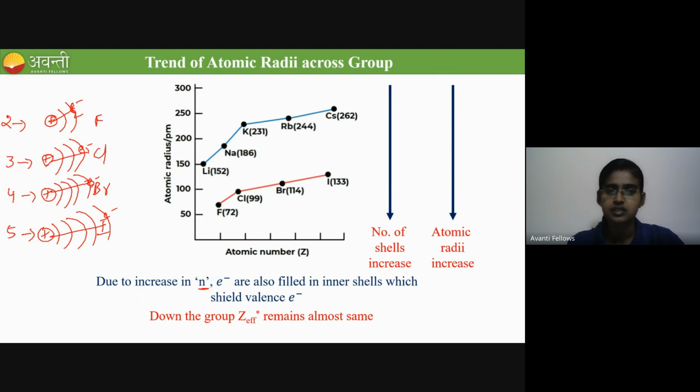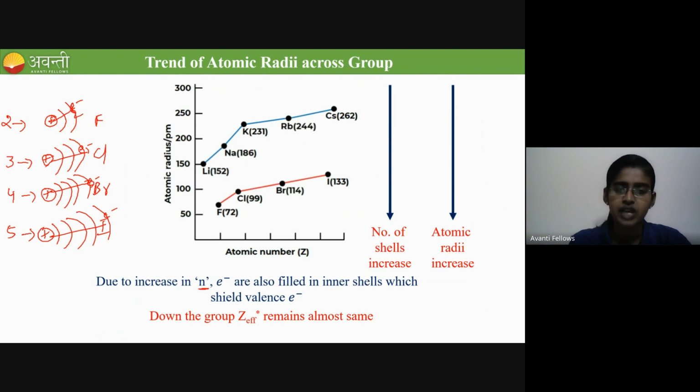General trend is across the period decreases, moving down the group increases. That's all. So now we have studied the trend for atomic radii. Before this, we studied three radii: covalent, metallic, and van der Waals. From those three indirect methods, we calculated the radius of a corresponding atom present in a molecule, or in a metal crystal lattice, or in the case of noble gases.